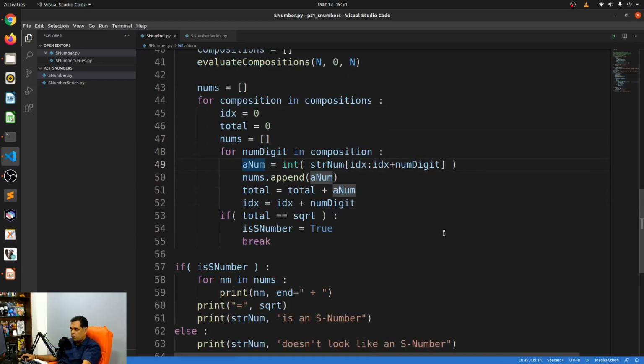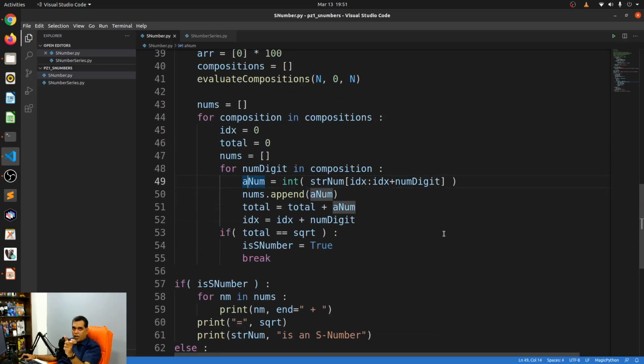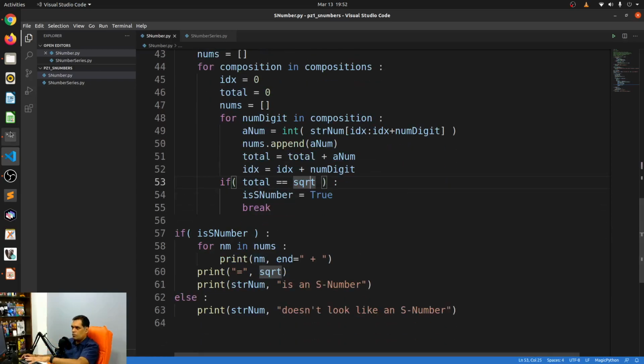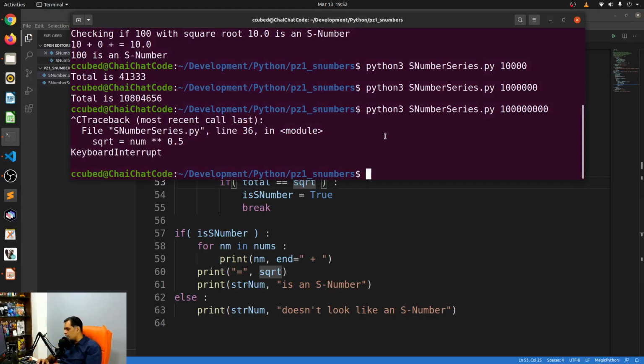I have all of the numbers, and then I take all of the individual splits that I get, and then I total them. If the total happens to be the square root, then it's an S number, or else it's not an S number. All right. So let's just execute this and see what happens.